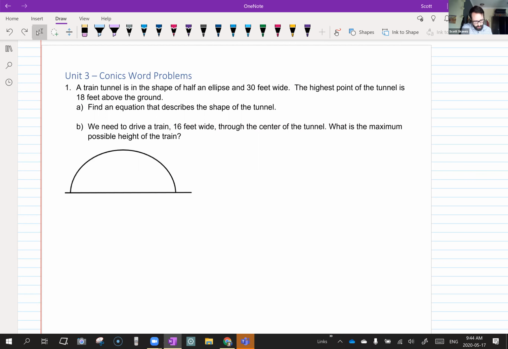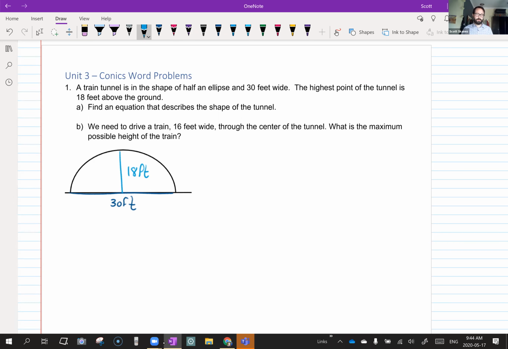So let's read this. A train tunnel is in the shape of half an ellipse, which we can see here, that's half an ellipse, and 30 feet wide. So this distance here is 30 feet. The highest point of the tunnel is 18 feet above the ground. Okay, so what else do we have? We know that this is 18 feet above the ground. Find an equation that describes the shape of the tunnel.